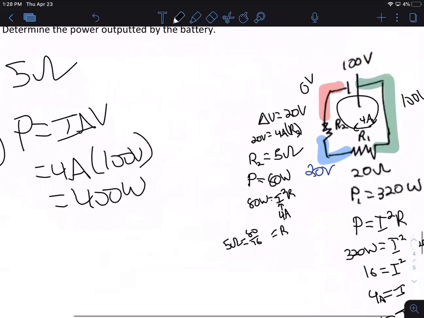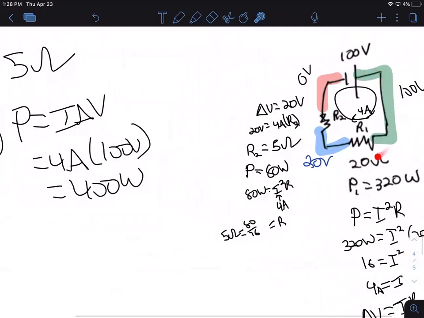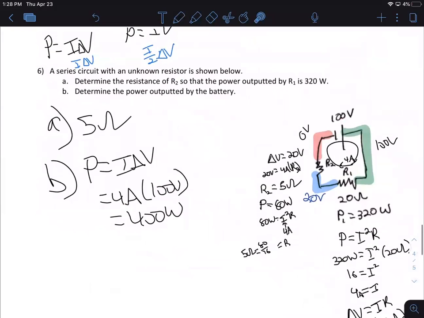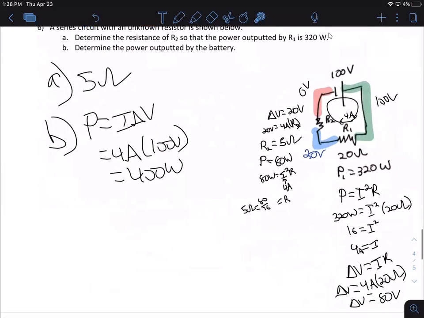Because this idea that we used here that the voltage all around has to be 0 is the same idea, really. They're both conservation of energy, that the power from the battery has to be equal to the power taken away from both resistors. Cool, we made it. Didn't run out of battery. Excellent.